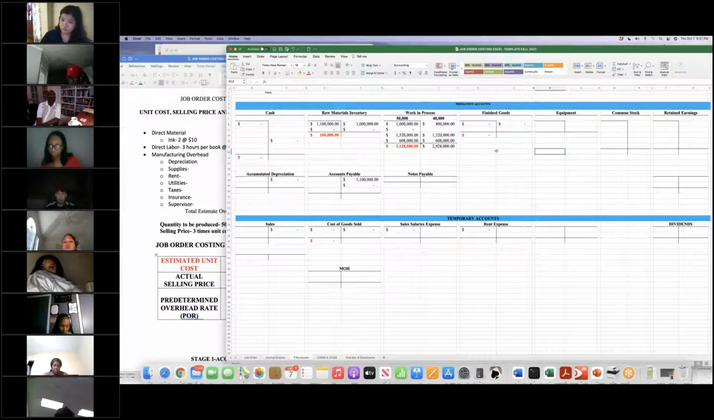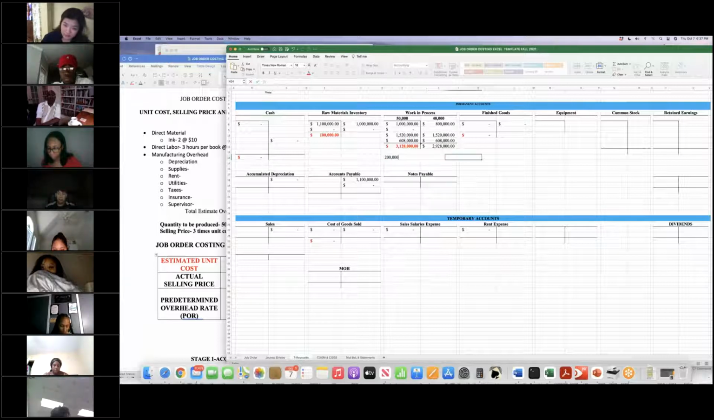That's 3,128. So we're going to transfer out 2,928. So how much is left behind? You should be 200,000 left behind. So we're going to make a journal entry, crediting work in process for 2,928. Now I will put these in yellow just because that's what we use to calculate it.